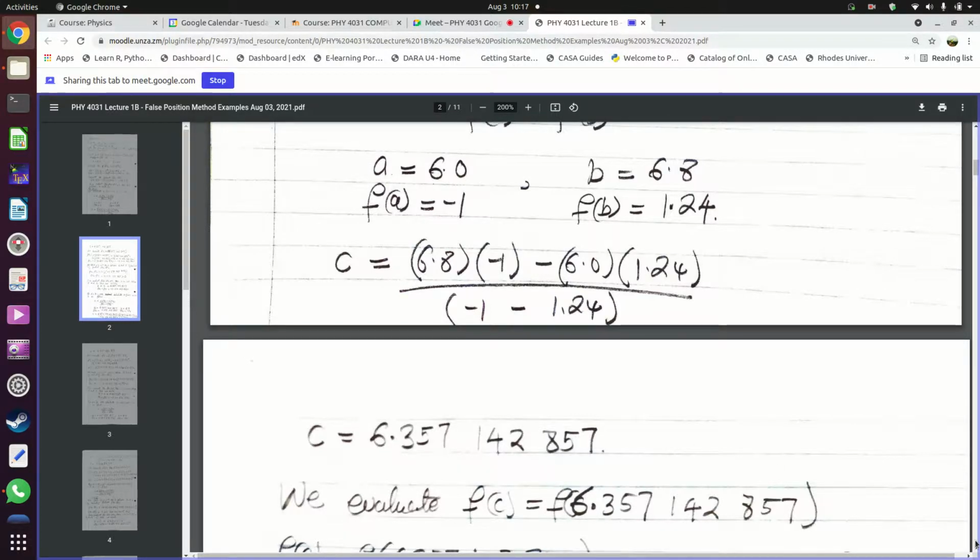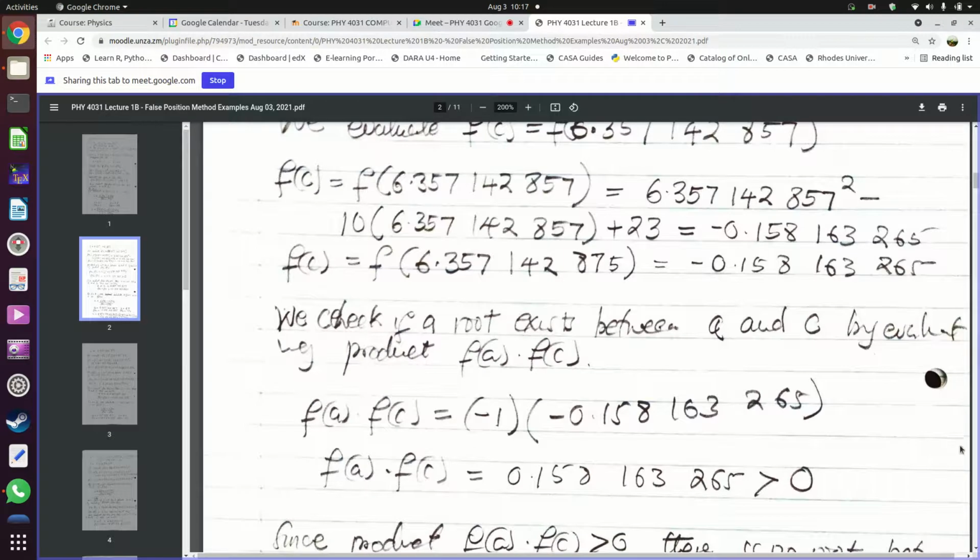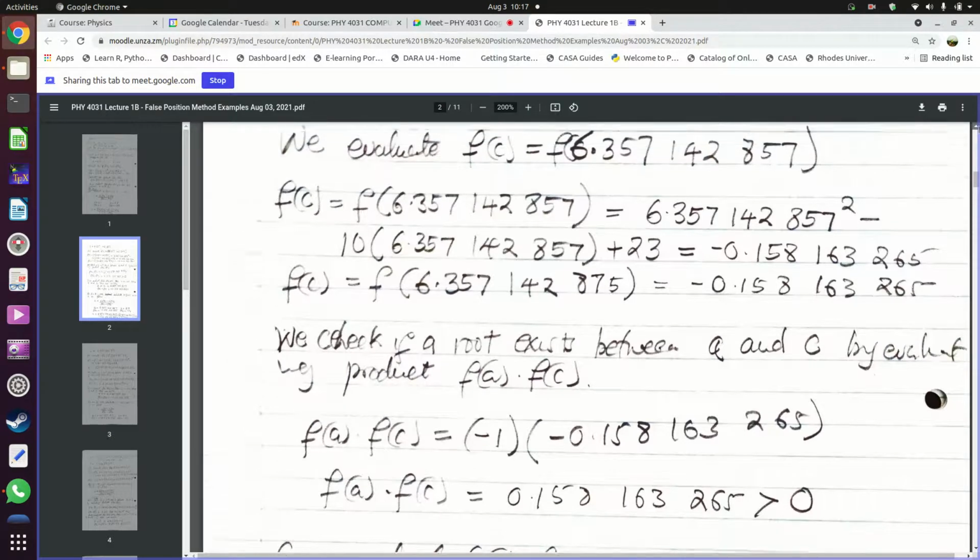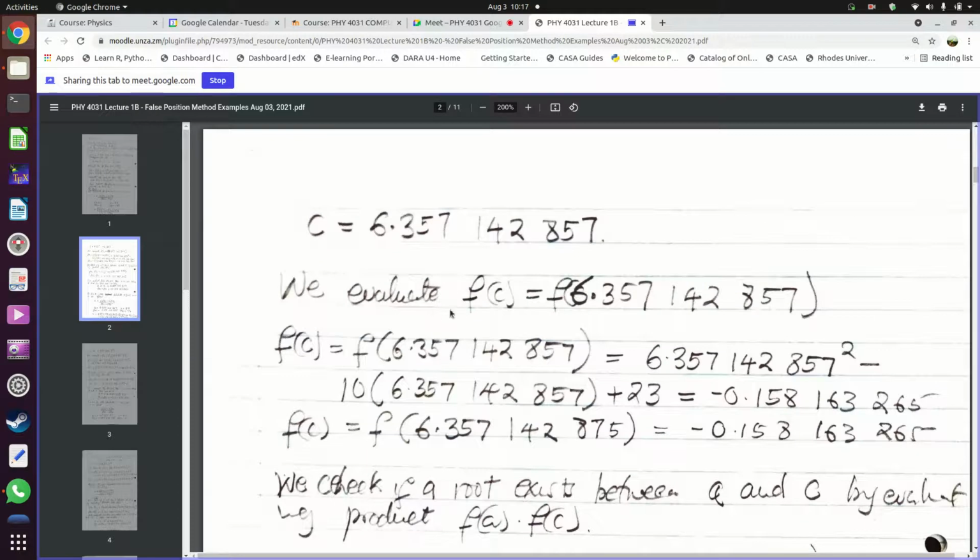How good is this solution? We work out the value of the function at C. So we evaluate f(C), f of 6.357142857, which is C squared minus 10 times C plus 23. We are going to get minus 0.158163268. Okay, small, but it's not exactly equal to 0.